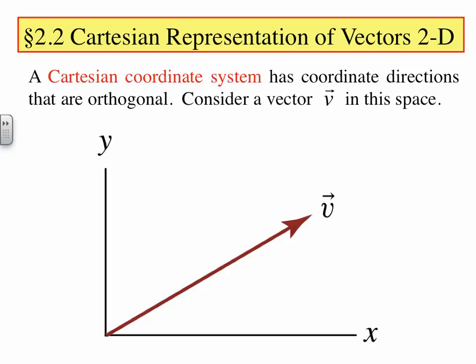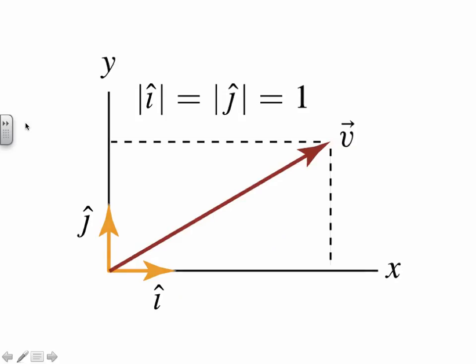We now focus specifically on the resolution of a vector into orthogonal components in 2 dimensions. Our standard 2-dimensional Cartesian coordinate system looks like this, with the positive x direction pointing to the right and the positive y direction pointing up. Let's call the angle between v and the x-axis theta.